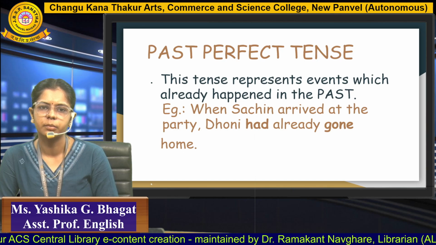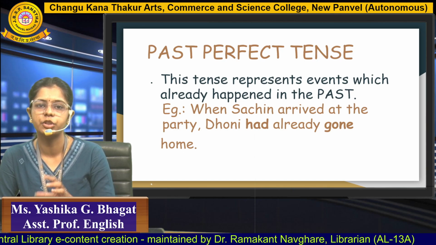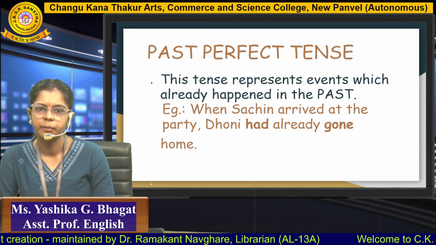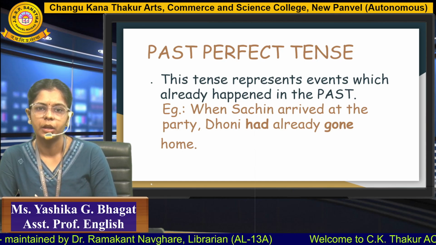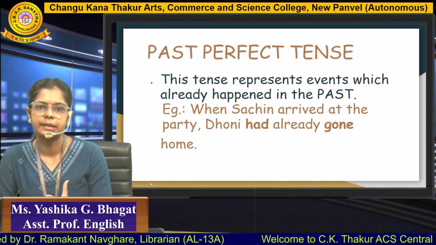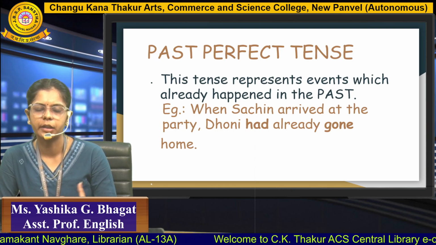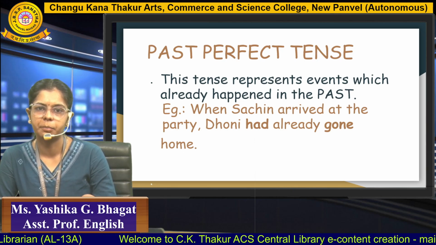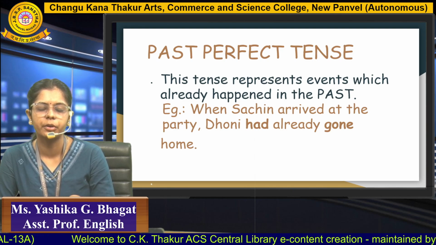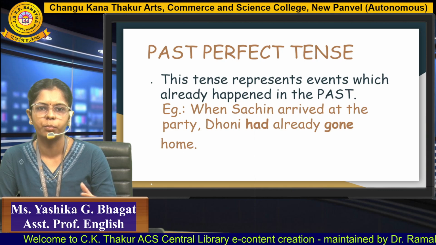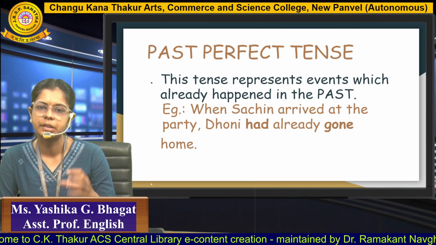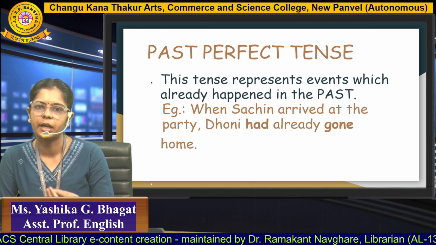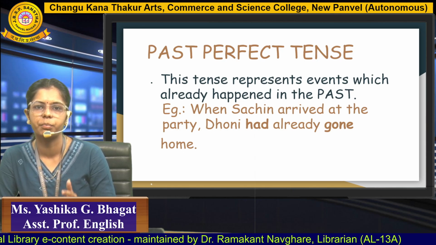According to the definition, this tense represents events which already happened in the past. Example, when Sachin arrived at the party, Dhoni had already gone home. So you can see that the event has taken place in the past. We are talking about a party which has already taken place some time ago. But what happened at that party? During the past time, what has happened already? Dhoni's action of going home is already complete. So action which is complete, but it is complete in the past, such type of actions and activities are classified under the category of past perfect tense.